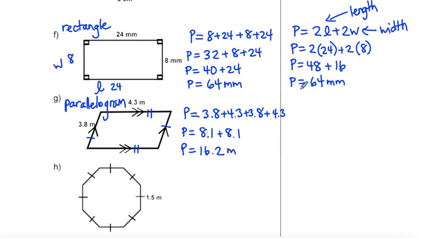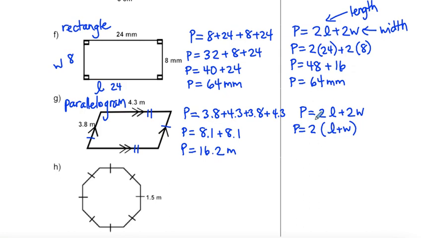You could also use the formula. The perimeter formula of a parallelogram is actually the same as the perimeter of the rectangle. It's 2 times length plus 2 times width. Another way that you could write this would be 2 and then bracket length plus width. This is another way you might see the perimeter of a rectangle or a parallelogram written.